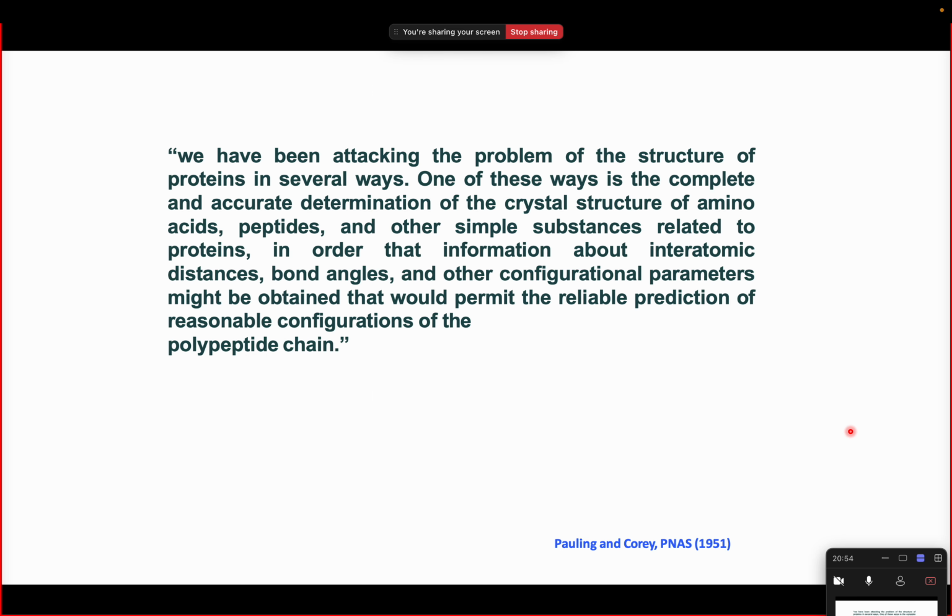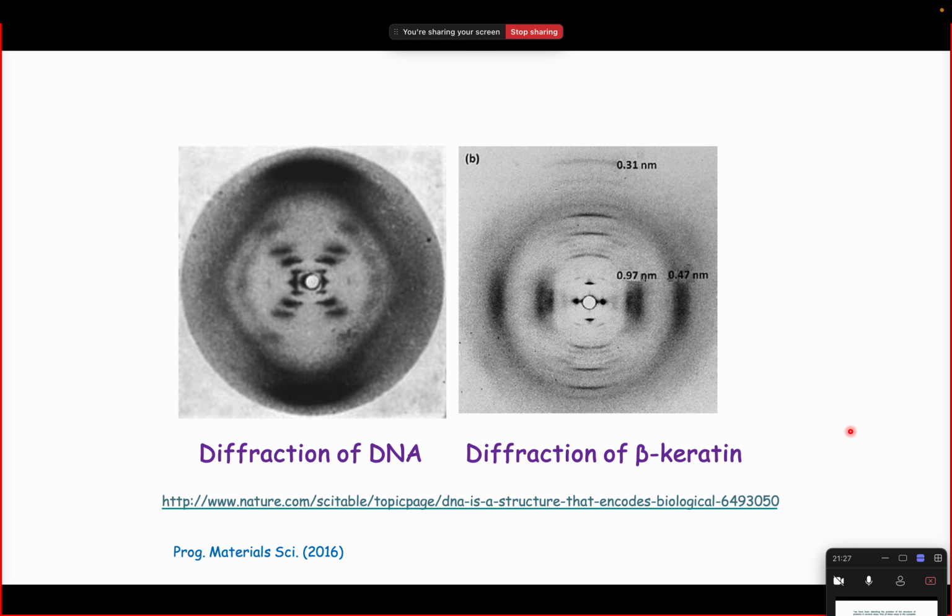So Pauling and Corey actually commented that we have been attacking the problem of the structure of protein in several ways. One of these ways is the complete and accurate determination of the crystal structure of amino acids, peptides and other simple substances related to proteins, in order that information about interatomic distances, bond angles and other configurational parameters might be obtained that would permit the reliable prediction of reasonable configurations of the polypeptide chain.